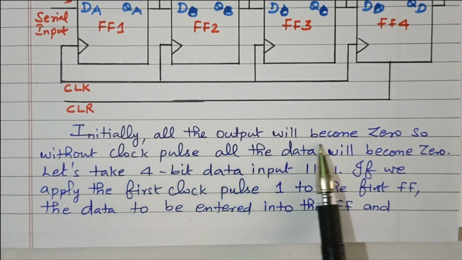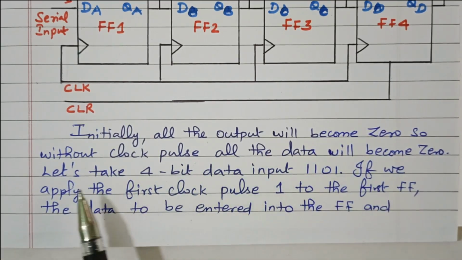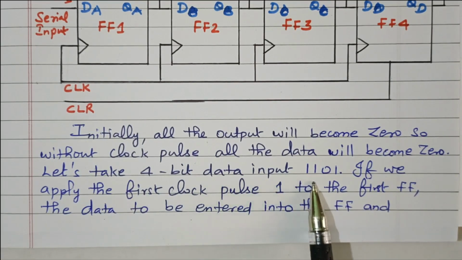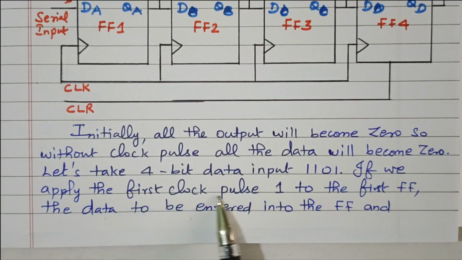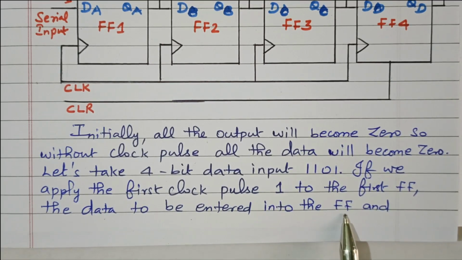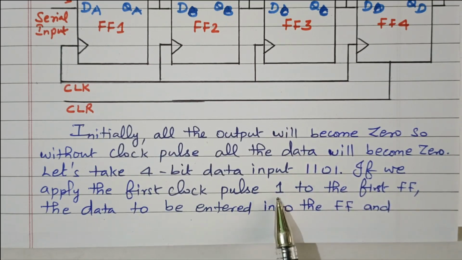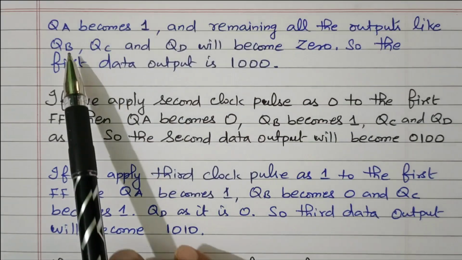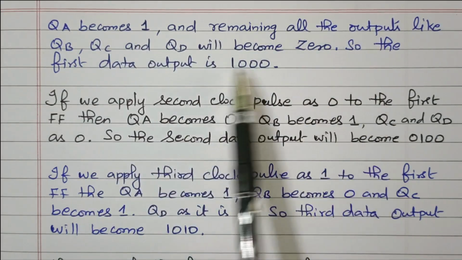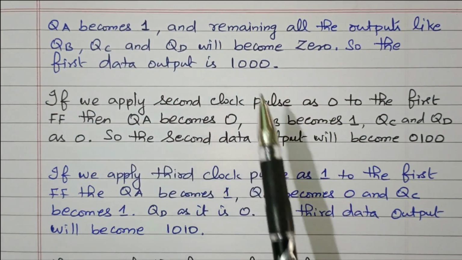Initially all the outputs will be 0, so without a clock pulse all the data is 0. Let's take the 4-bit data as 1101. The data we need to transfer is 1101, so during the first clock pulse we send the data 1, and that will enter the first flip-flop. So QA becomes 1 and the remaining outputs QB, QC, QD will be 0. So we got 1, 0, 0, 0.